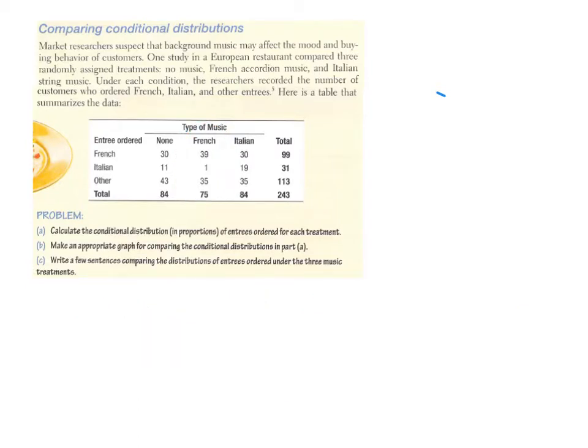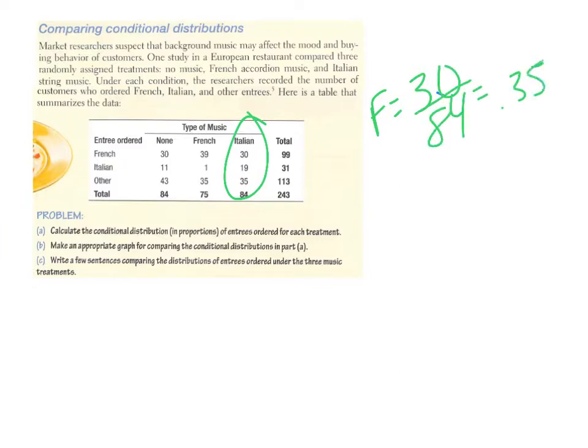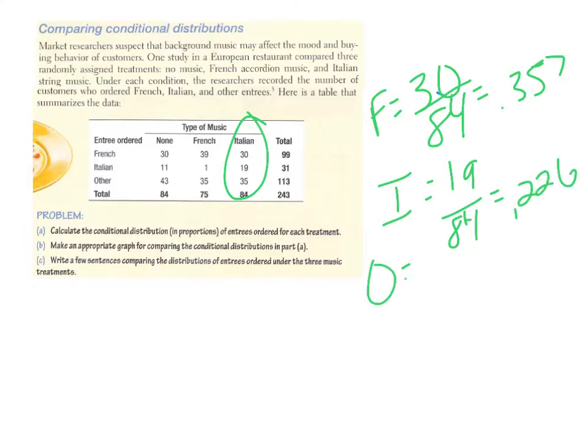And then I would do that for my final type of music. So for my Italian music here. So when Italian music is playing in the background, we get French entrees being 30 out of 84, which gives us 0.357. Italian entrees being 19 out of 84, which gives us 0.226. And other entrees being 35 out of 84, which is 0.412. And then you would finally be done with part A. You had calculated the conditional distribution of the entrees ordered for each of the different types of music.